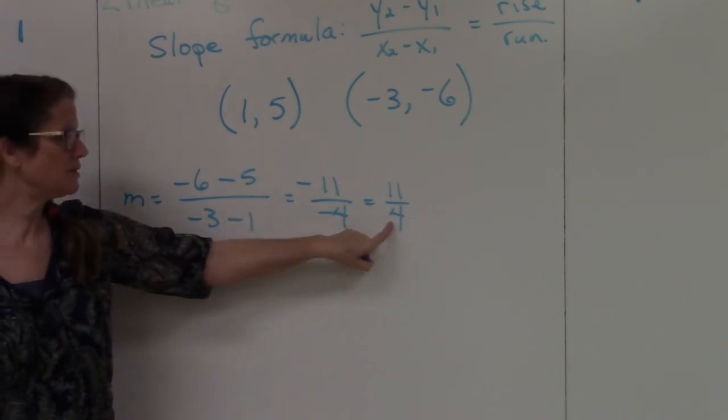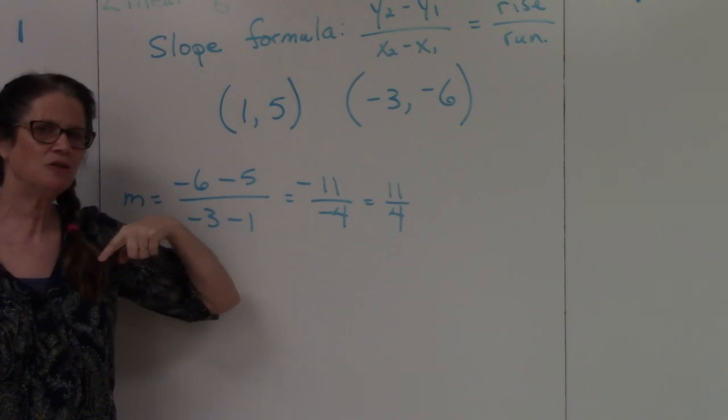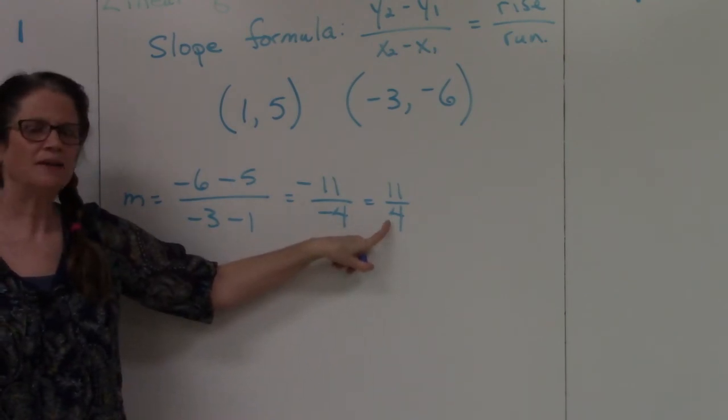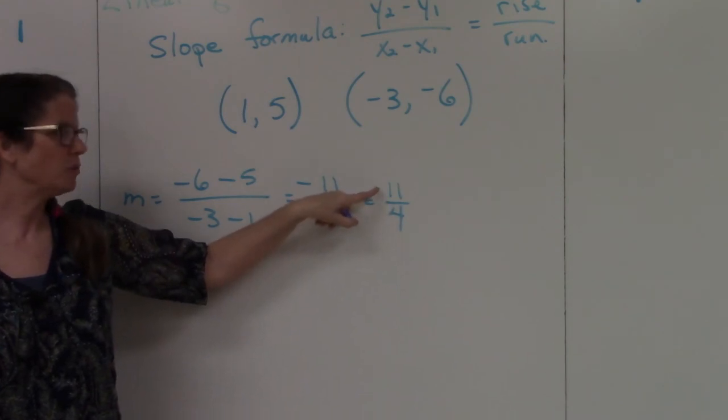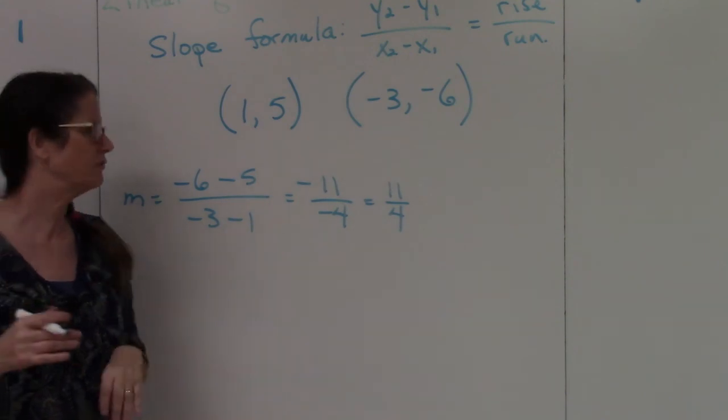Now, this is what's considered an improper fraction. Just leave it, because if you changed it to a mixed number, it would be 2 3/4. That doesn't represent slope. So remember, a slope is the rise over the run. So we want to keep it in that ratio format.